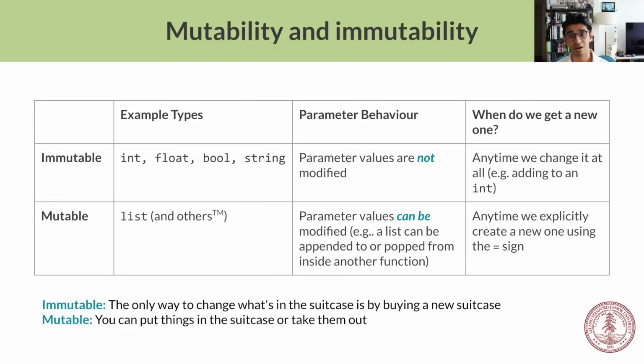Mutable values, on the other hand, are a little more flexible. We know for now that lists are mutable, and we'll talk about a few more mutable data structures later on. The high-level idea is that parameter values can be modified. For example, I showed you that change value function, which appended a value to our list, or equivalently could pop a value from our list. Those would be the equivalents of putting something in the suitcase or taking something out of the suitcase, and those sorts of changes persist. The only time we can get a new mutable value is when we explicitly ask for one by using the equal sign to say my list equals a new empty list.